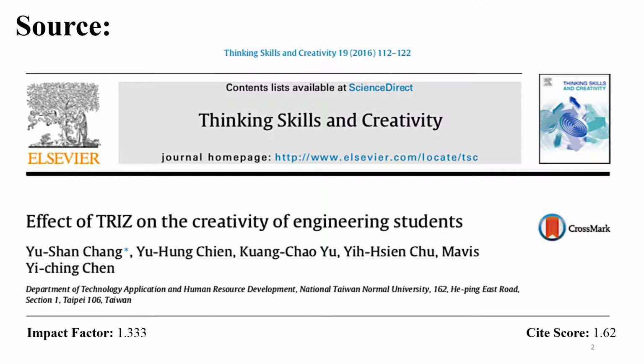The source of this paper is from the Elsevier publication, the Journal of Thinking Skills and Creativity, published in 2016, with an impact factor of 1.333 and a cite score of 1.62.